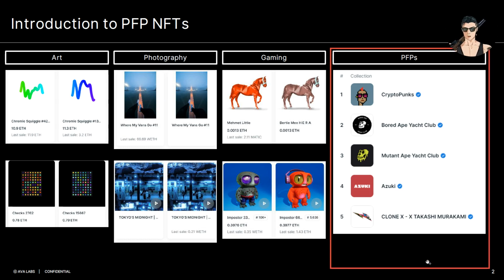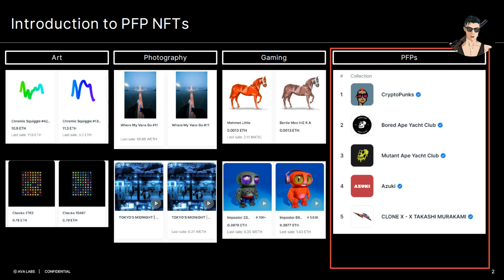You have the gaming NFTs. These are typically higher supply collections for NFTs that are to be used in games somehow. They can be playable characters, they can be equipables, they could be skins. Some of the examples here are more in the playable character category. You have the Imposters here. These were characters that can actually be used in the game. So those are typically higher supply because you need to have enough for however many players you want to have in the game.